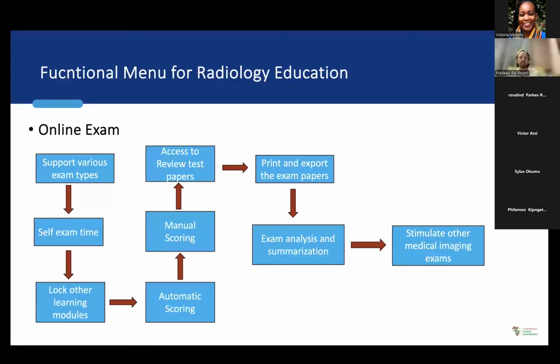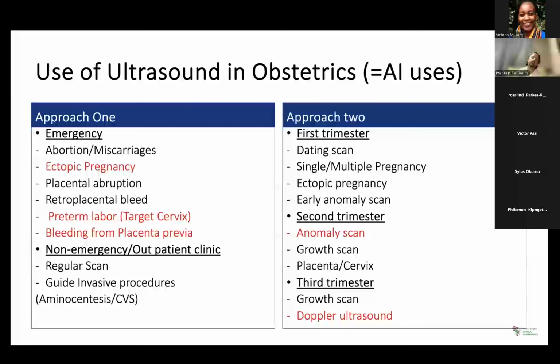Another is the online exam as well. There can be an automated random number of questions for the students, they take tests and are scored, and then they print and export the exam papers, and exam analysis and summarization will be done by AI. So this can be used in radiology education as well.